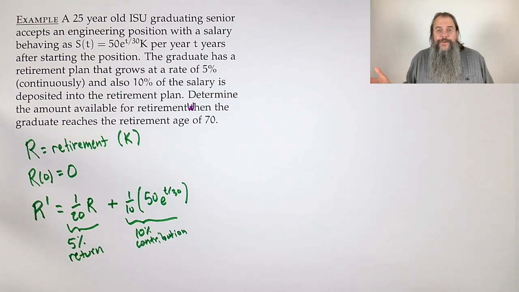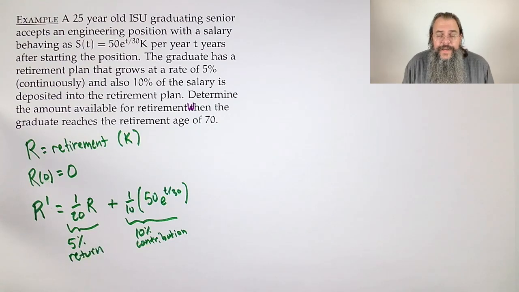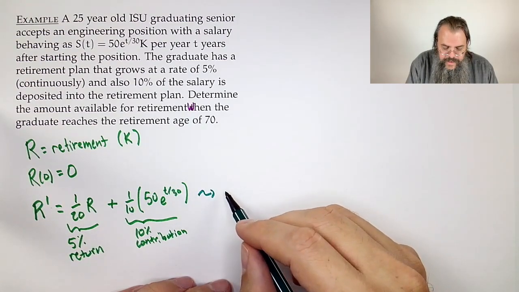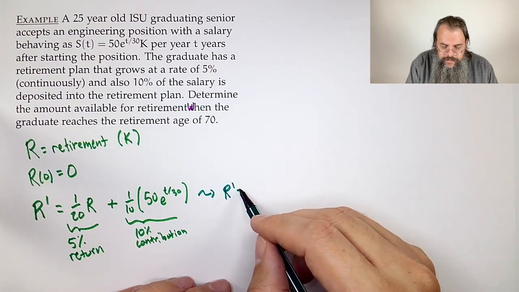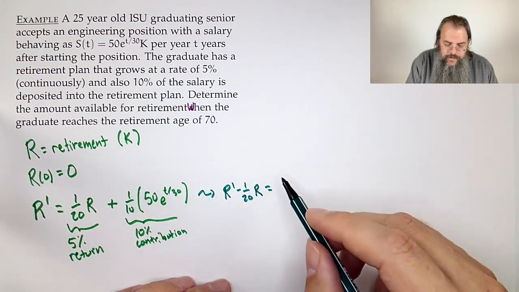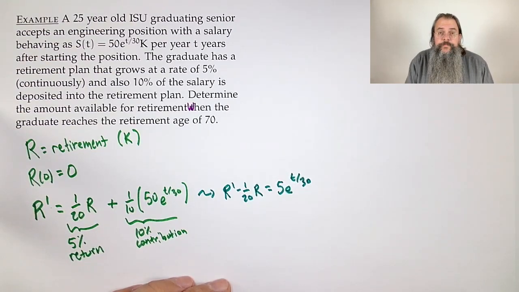Okay, now we're ready to go. We see all the effects of what's happening to the retirement. That's been accounted for, and life is good. So let's get to work. First thing, we do a little bit of rearranging. This is the same as R' minus 1/20 R equals 5e^(t/30).